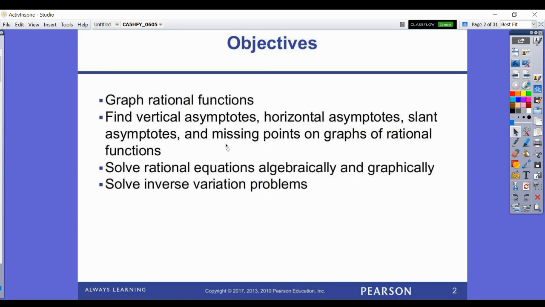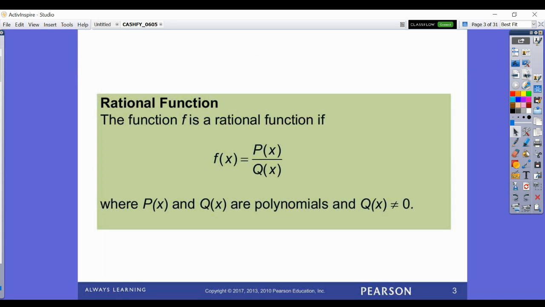There are two main parts to this lesson. One is all about graphing rational functions, looking at their asymptotes: their vertical asymptotes, horizontal asymptotes, and slant asymptotes. The second part of the lesson will be about solving rational equations and solving inverse variation problems. So to get started, we're going to start with graphing.